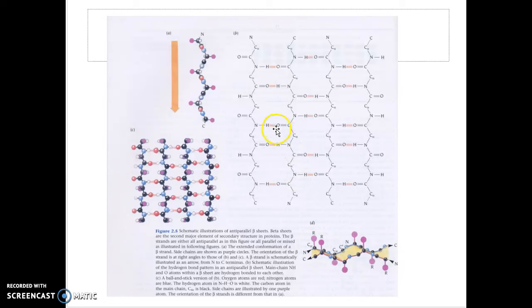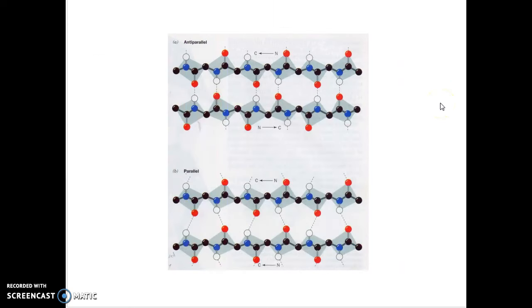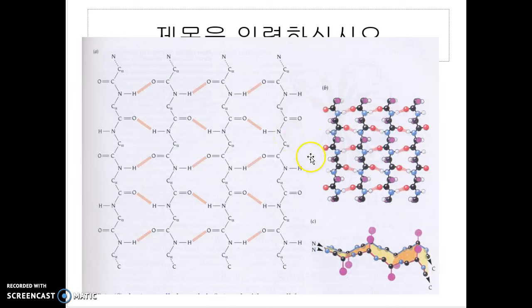But please notice that the two strands are going in opposite directions. The first one goes from top to bottom, N to C, but in this case C to N, something like that. So it is antiparallel. This is another view of the antiparallel. Equally, parallel shapes are also possible. As you see, all strands are oriented in the same direction, N to C, from top to bottom.